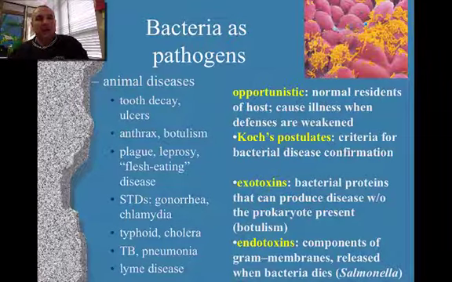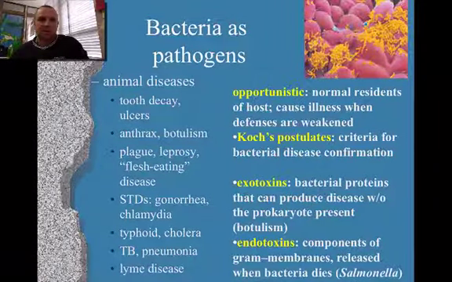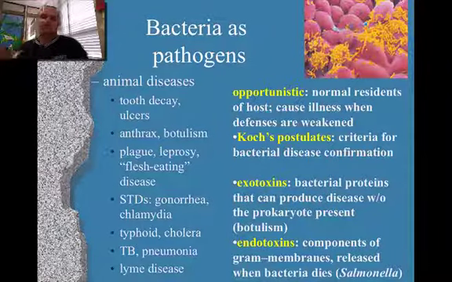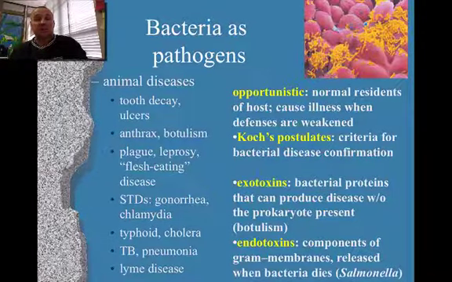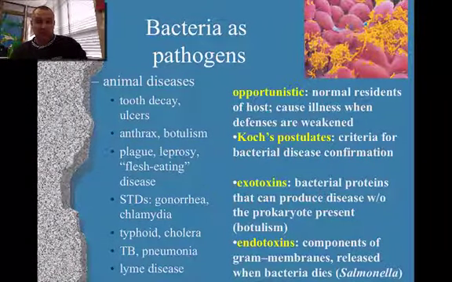Now, when we talk about bacteria, bacteria can be a pathogen. A pathogen is anything that causes a disease, and some common diseases caused by bacteria are tooth decay, leprosy, gonorrhea, some STDs, typhoid fever, cholera, TB, etc. Bacteria are basically opportunistic. That means they normally reside in the host and don't cause any problems, but whenever the host becomes weakened, that's when they attack. So they're very opportunistic. Koch's postulates are how we confirm whether bacteria cause a disease or not.